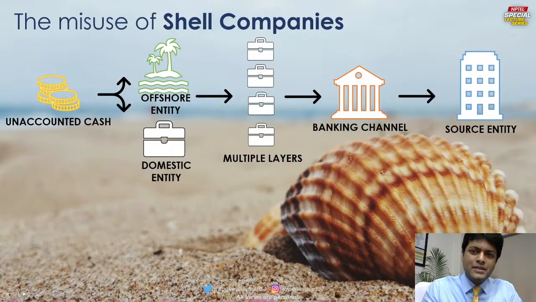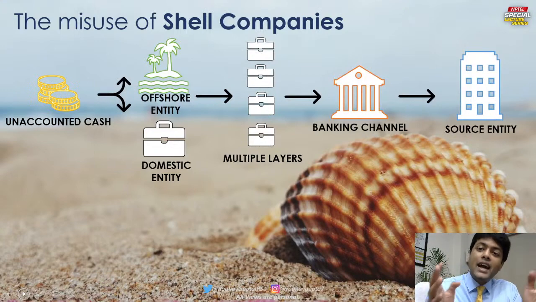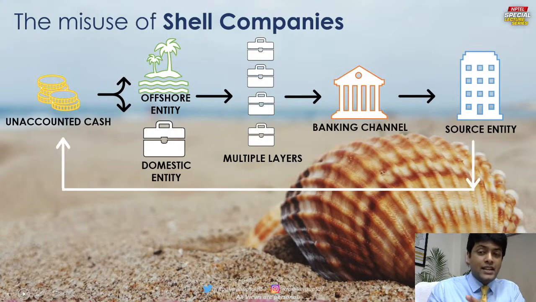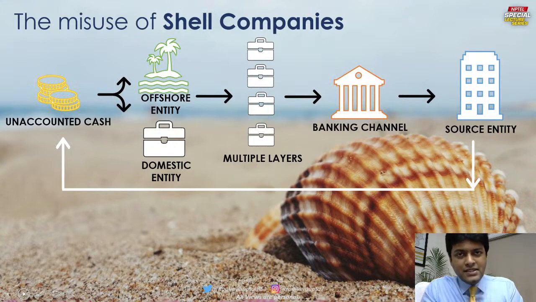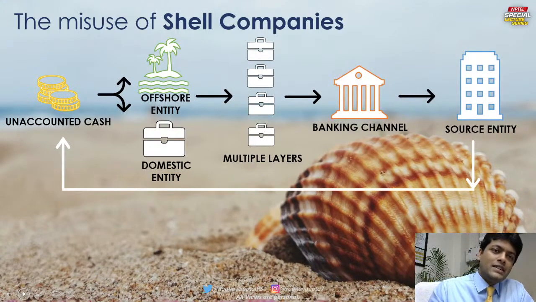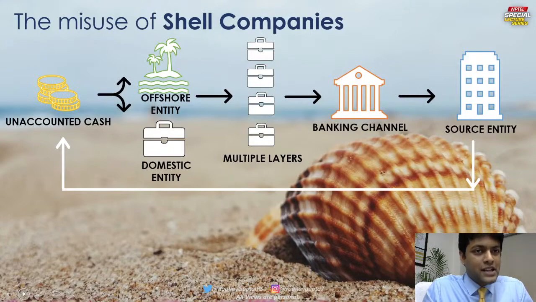There are several examples. So what has ultimately happened is the source entity's own cash has been routed through these shell companies which are not doing any substantial activity and ultimately goes back to the source entity. And this is a big menace. And essentially, this is how the cycle is complete. The source entity generates cash, moves through these shell companies, and is routed back into the books of the source entity. So that's the example of shell companies.